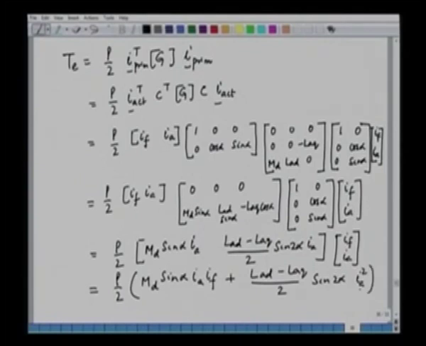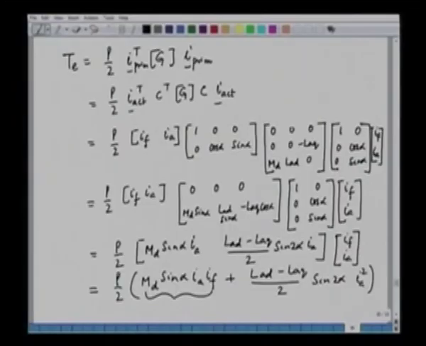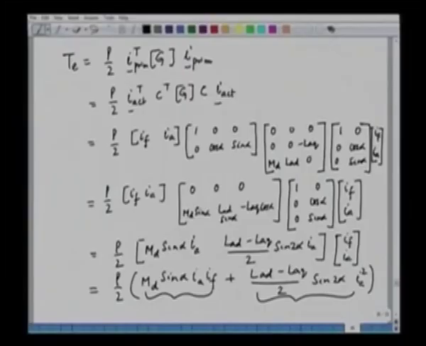IA square. Now, this equation is an interesting equation in the sense that there are two components of the torque. One component is coming because of the first term. Now, this is IF into IA. This is something like a normal torque of a DC machine, the product of IA and IF. But the second component is basically proportional to IA square. All right. So, this is not the convention. I mean, in case of a DC machine, the torque is produced by interaction of field current with armature current. But the second term shows that this torque is proportional to IA square.